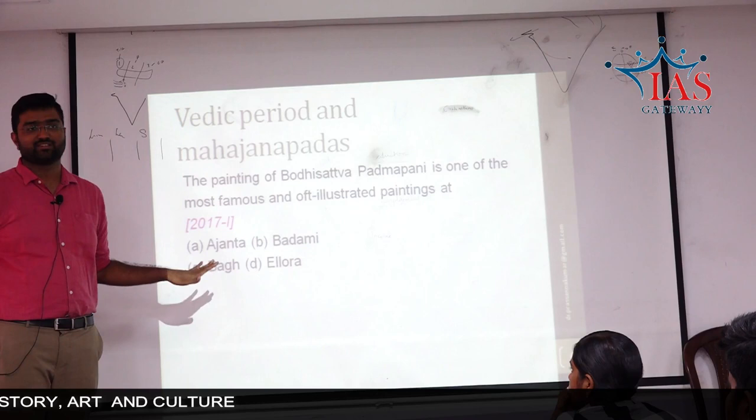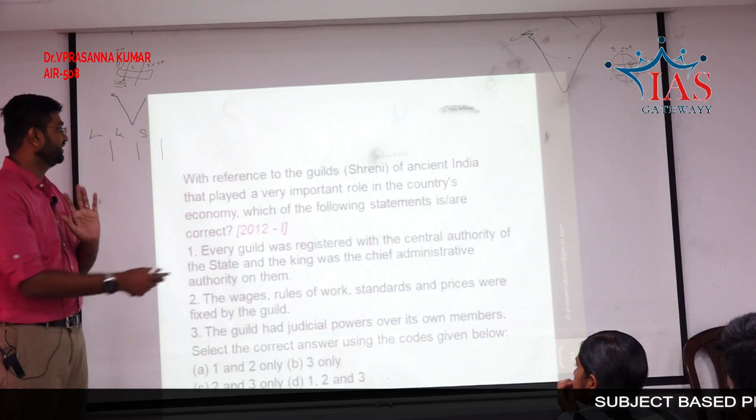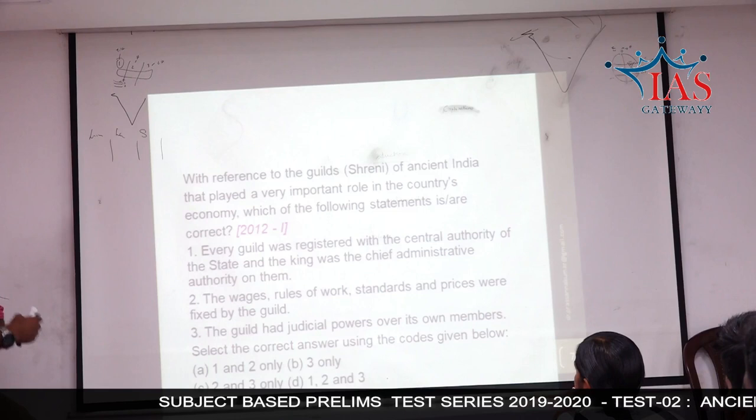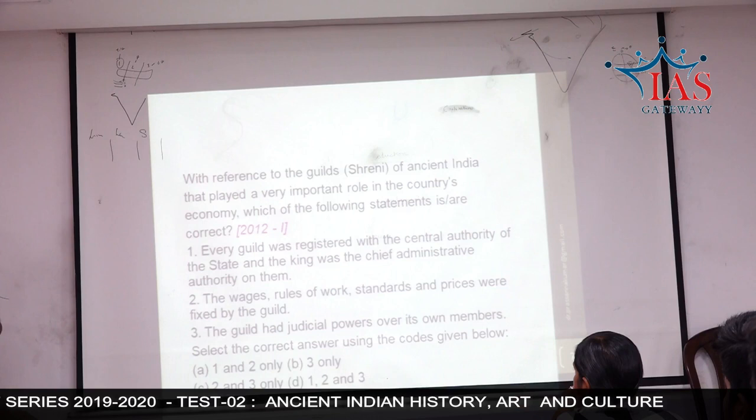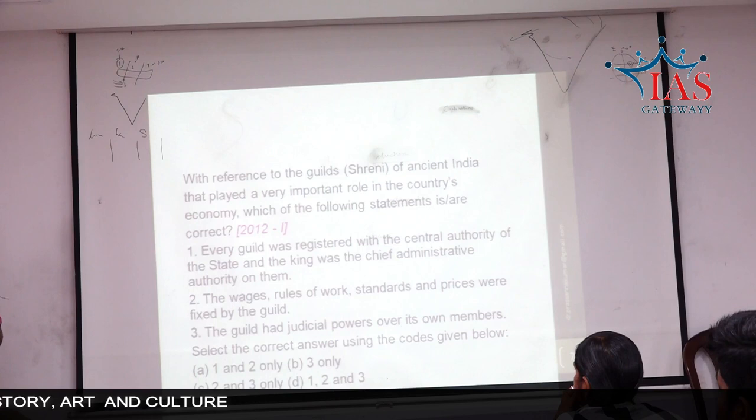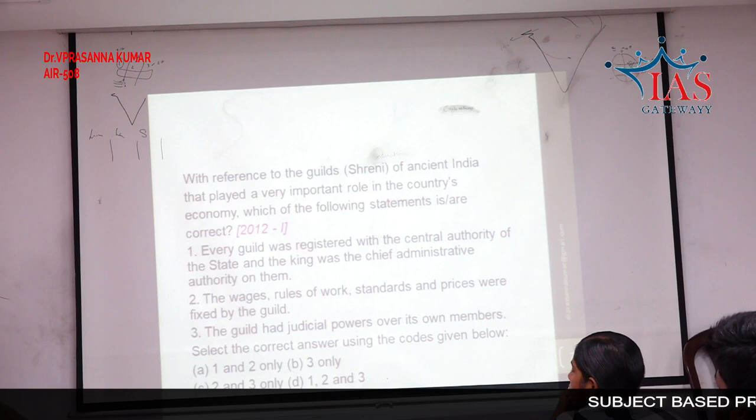So for 2 years it has come only with image based questions. Okay, this is also a little easy if you think. We'll try to answer this. With reference to guilds of ancient India that played a very important role in the country's economy, which of the following is correct? What is a guild? A group of merchants came together and formed a group. Why did they form it? To self-regulate. Correct? So that is the concept. Now you try to answer this.